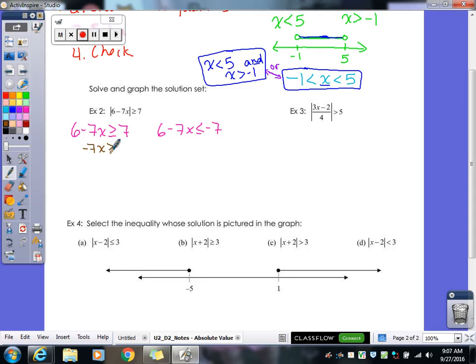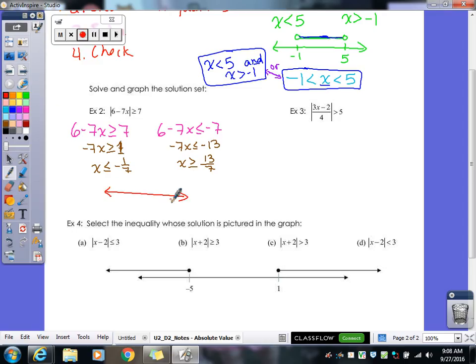Subtract my 6 over, and I get a 1. Divide by negative 7, my inequality is going to flip, and I get x is less than or equal to negative 1/7. Over here on the other side, again, subtract my 6, I get a negative 13. Divide by negative 7, and I get a 13 over 7. Since I'm dividing by a negative, remember this negative and the other negative turn the whole thing positive.